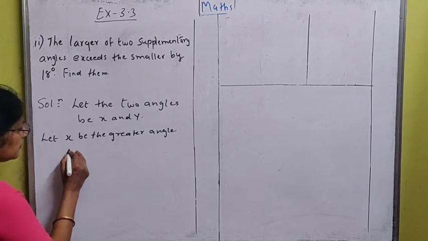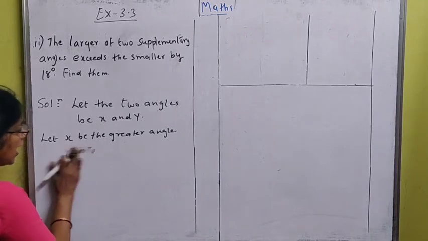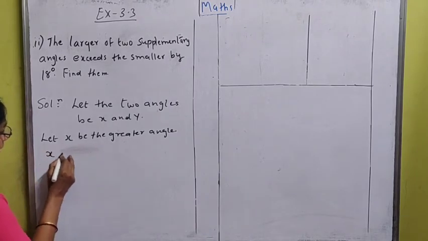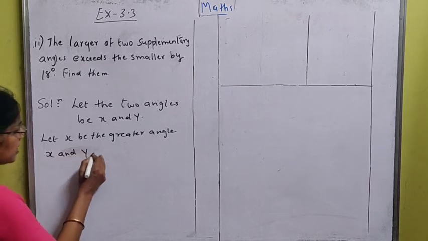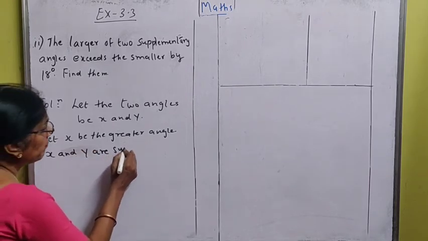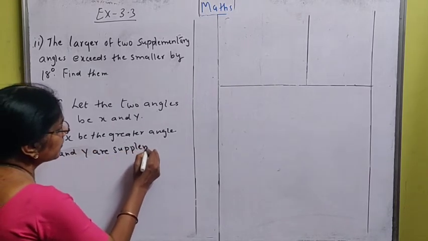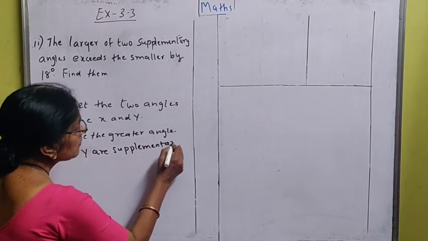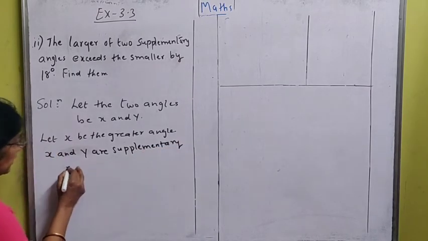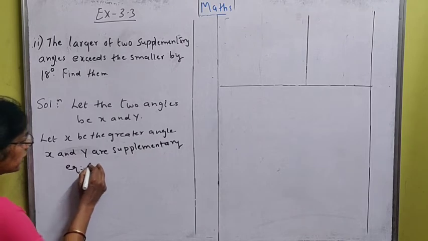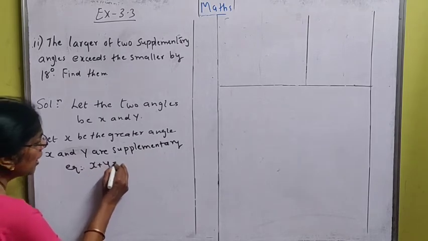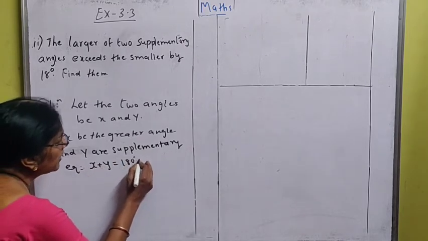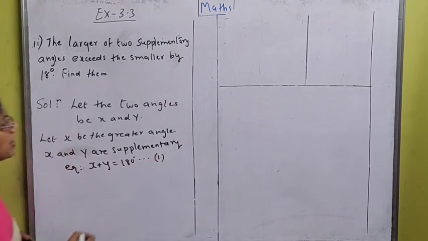Then another thing, what is given? x and y are supplementary. That means what will be the equation? The equation will be x plus y is equal to 180 degrees. This is your equation number 1.